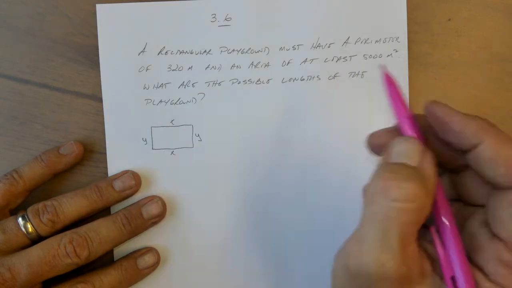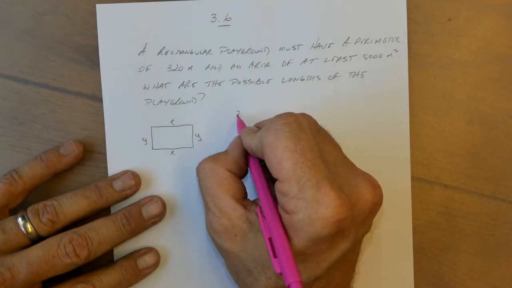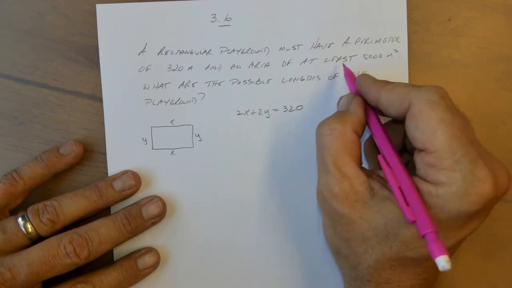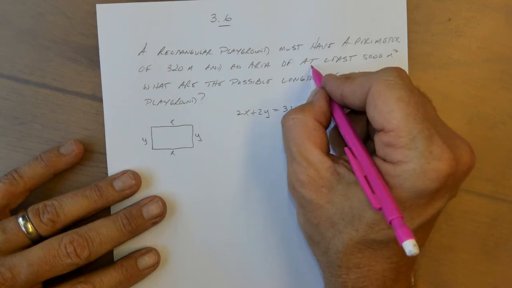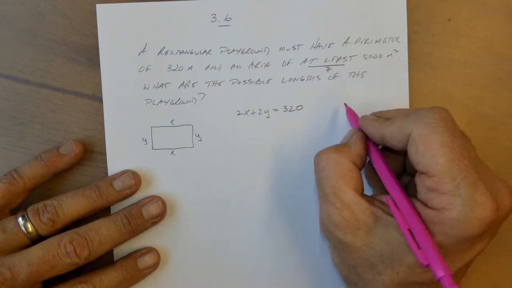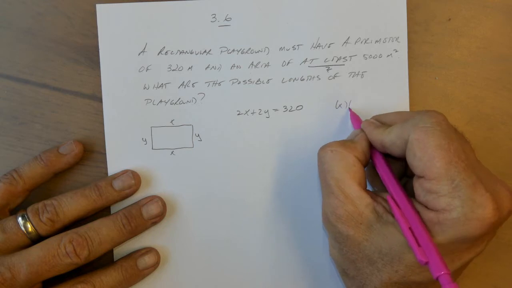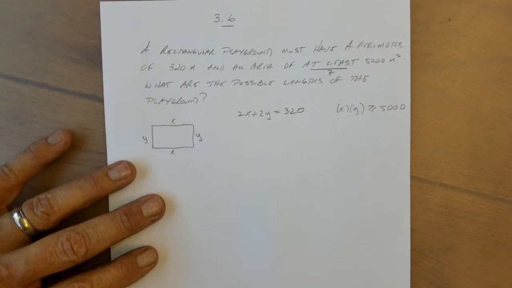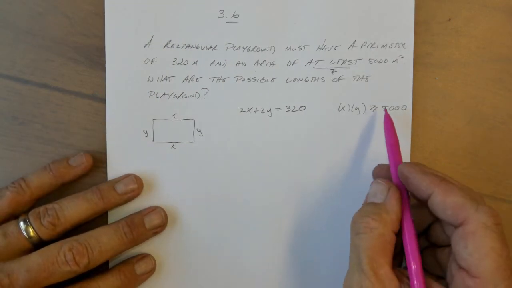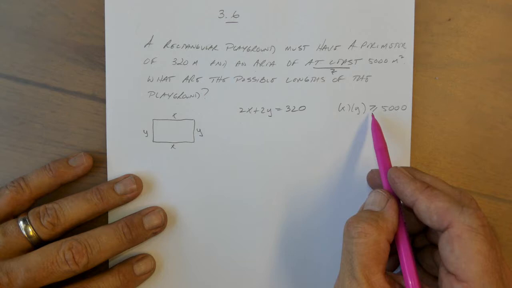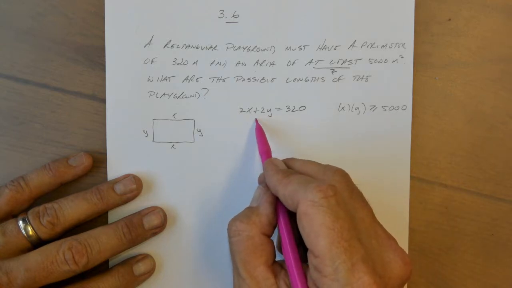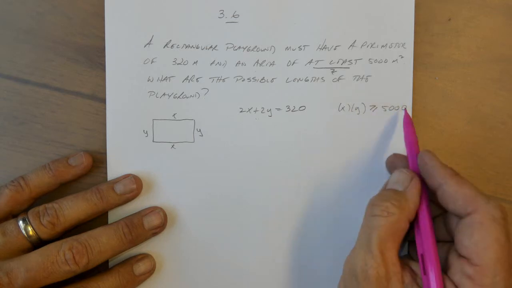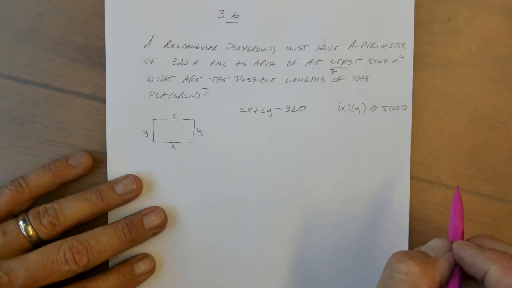So the perimeter has to be 320 meters. So our perimeter would be 2x plus 2y. And the area has to be at least, so that's a greater than or equal to. So the area, x times y, is greater than or equal to 5,000. Okay. So now, in trying to solve this inequality, we have two variables. We're going to use this equation, and we're going to solve for a variable, substitute it into this equation, so then we end up with an equation with only the one variable.